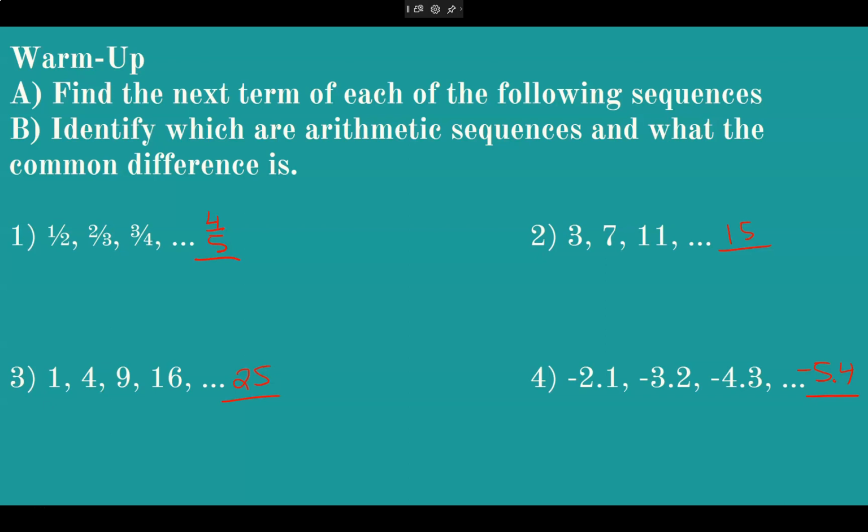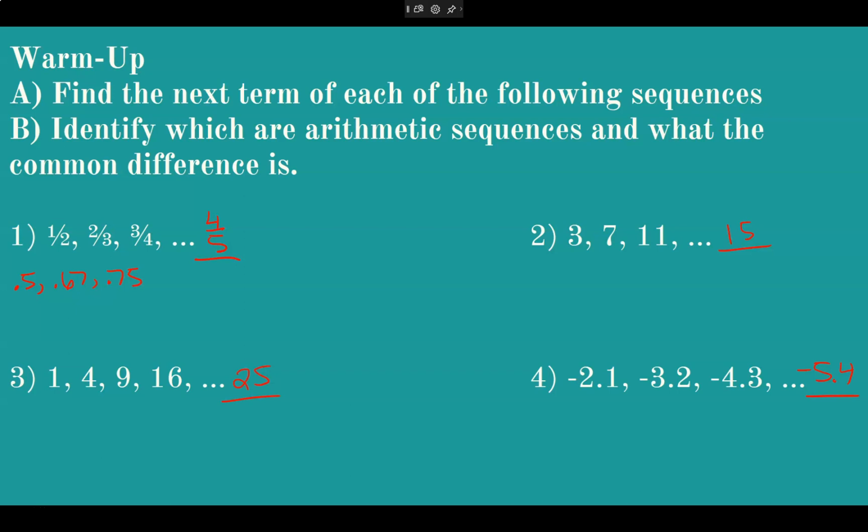So they all have patterns. They're not all arithmetic, but there is a pattern happening. To make it arithmetic, it has to be adding or subtracting the same thing each time. Is that happening in number 1? No. Both pieces of the fraction are increasing by 1, but we're not adding the same number each time. Fractions are kind of hard to see. If you want to change these to decimals, that's 0.5. Then we have 0.67. Then we have 0.75. So if you look at it this way, you can tell you're not adding the same thing each time.